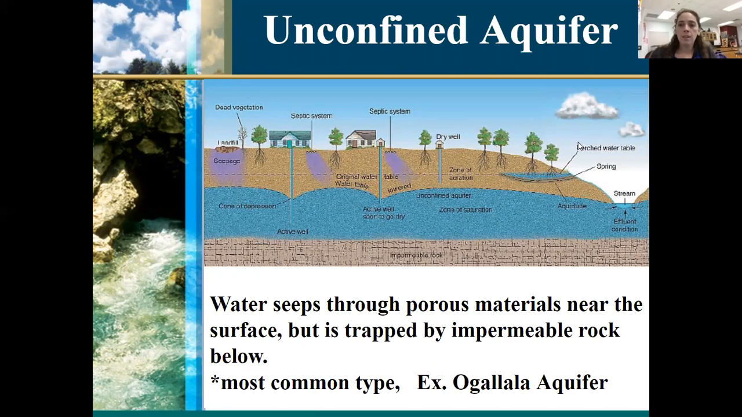So the unconfined aquifers are again the most common. In this case, water seeps through porous materials near the surface. So things like soil, gravel, but then are trapped by impermeable rock below. One of the largest aquifers in the United States, the Ogallala Aquifer, is an unconfined aquifer, and that provides water for most of the central United States.